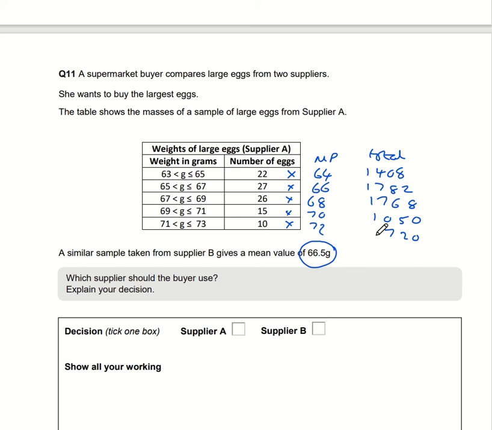So the mean weight is going to be the total weight of all the eggs combined divided by the number of eggs. So first of all, how many eggs are there? Well, this is the number of eggs. It does say number of eggs. Often it just says frequency, and if I add these up, that is a nice round 100.